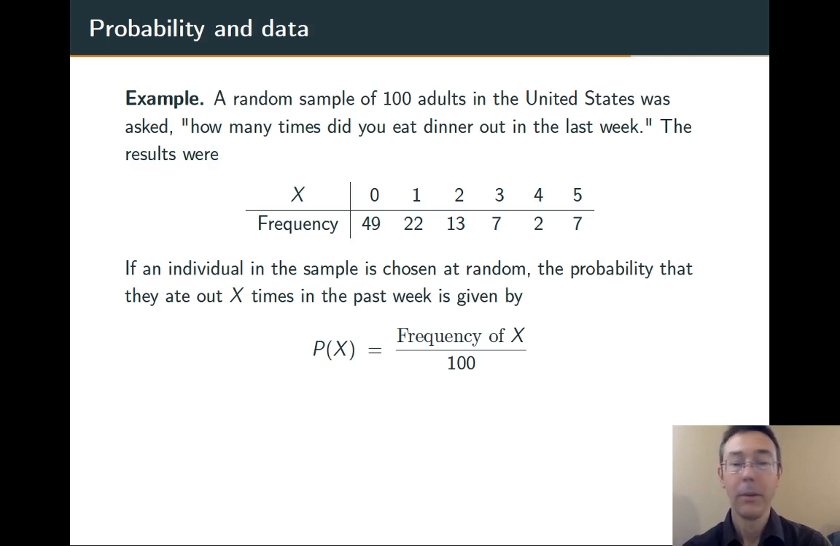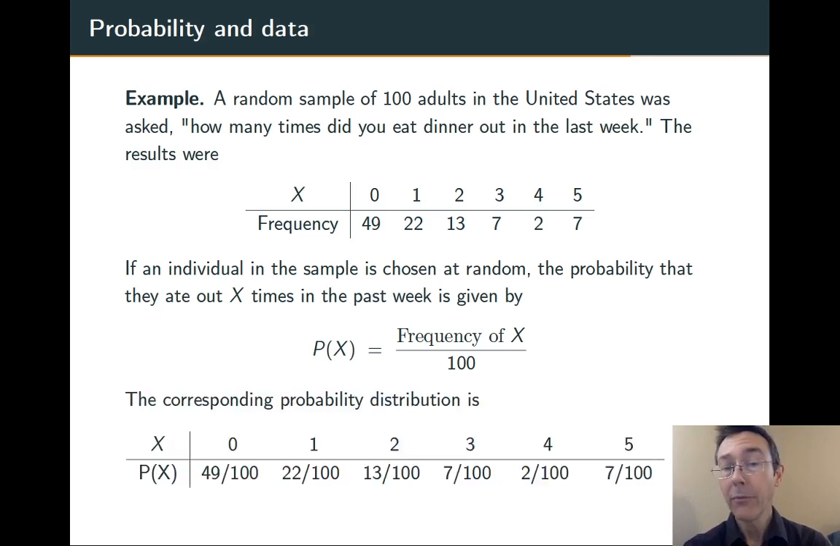So for example, the probability of randomly selecting someone that did not eat dinner out at all last week is 49 in 100. 100 total people, 49 people that did not eat out last week. If we do that for every one of those 6 categories, we get a probability distribution right here. All of the possible outcomes of the random variable x and all of the probabilities.